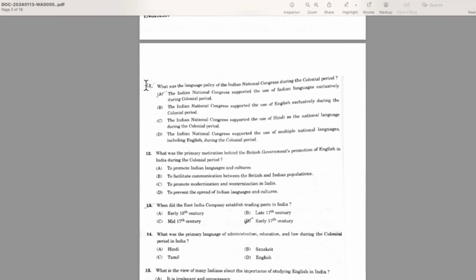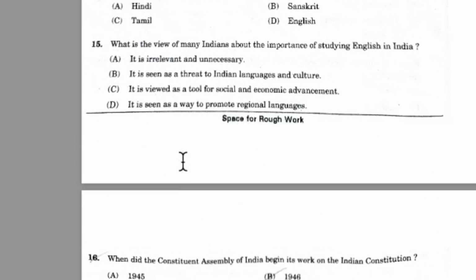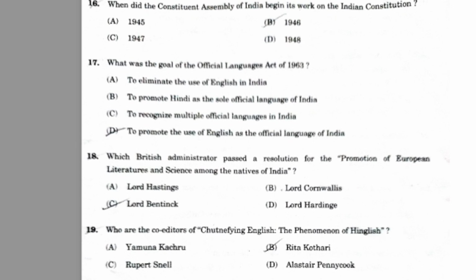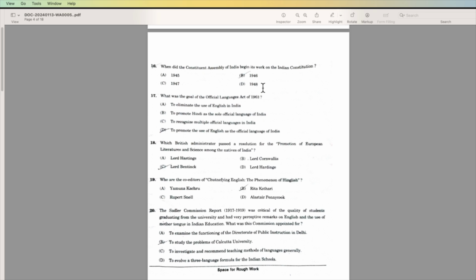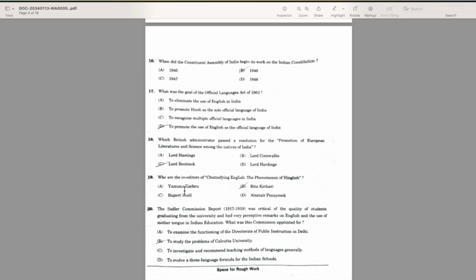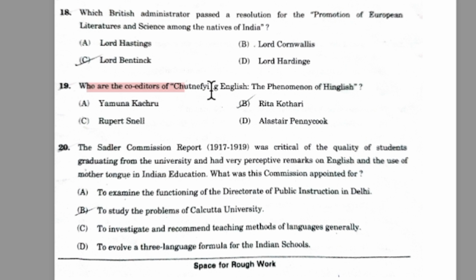Let's check it out now. So now you can see we have question number 11. From question 11 till question number 20, all these questions are from English education in India. Of course, these questions are factual, so we cannot expect the students to remember all this information. There we have: who are the coordinators of Chutneyfying English, the phenomena of English?